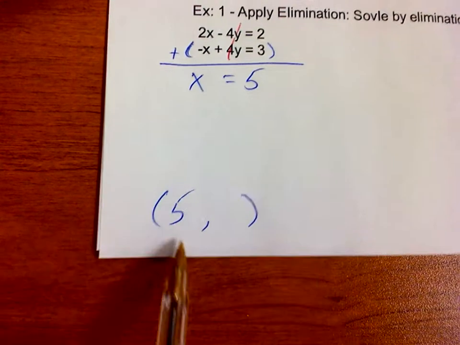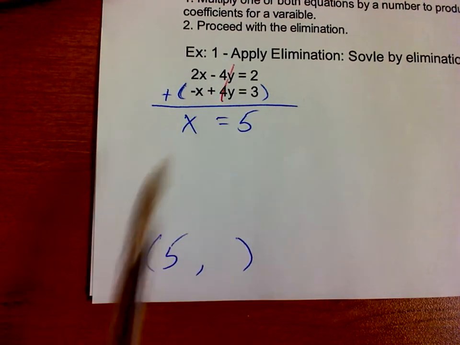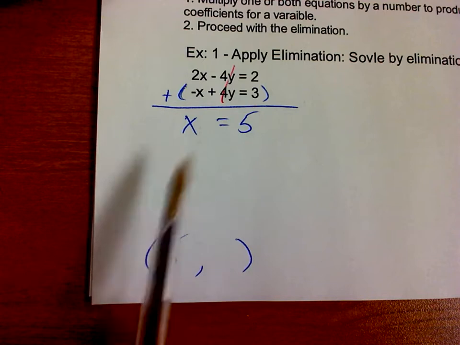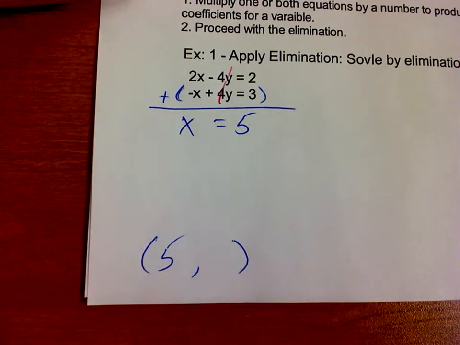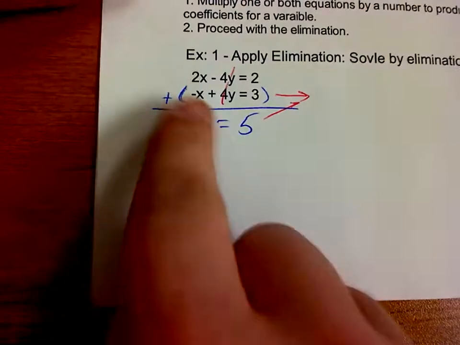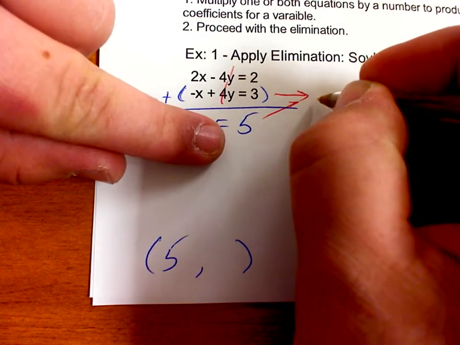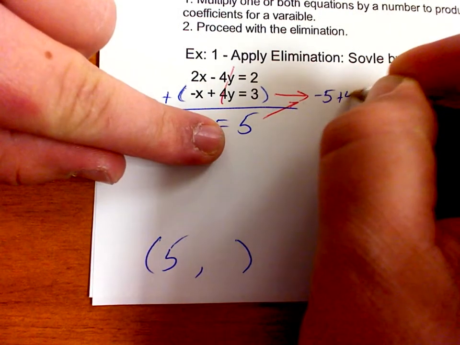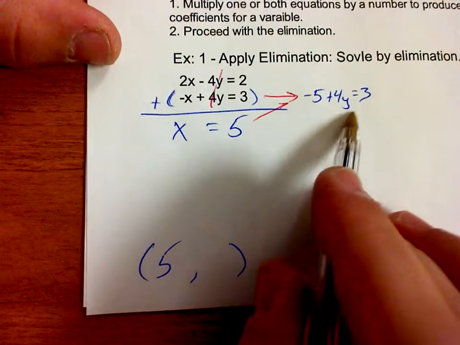So the x value is 5. Now what we need to do is take what x equals and plug it into one of the two equations. It does not matter which one we plug it into. I'm just going to go ahead and plug it into the second equation here. So I'm going to take this second equation and plug in x is equal to 5. That's going to leave me with negative x, which is negative 5, plus 4y is equal to 3. Now all we have to do is get y by itself.